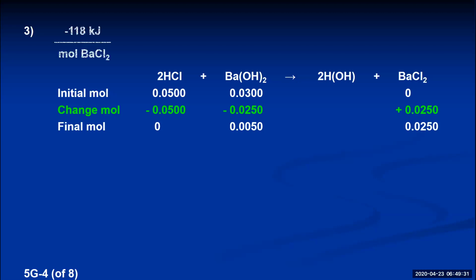So by knowing that, we can now take the negative 118 kilojoules per mole of barium chloride and multiply by the number of moles that are being produced.